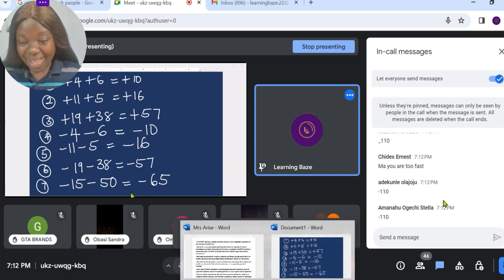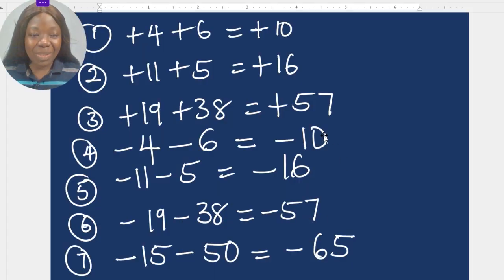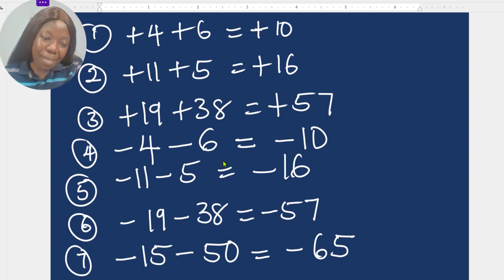Okay, let's go back to my screen. Now, I want everybody to stop typing. Please, I want you to study what I have written on the screen. Everybody should stop typing. Now, from number 4 on my screen, let's do it together. Minus 4.